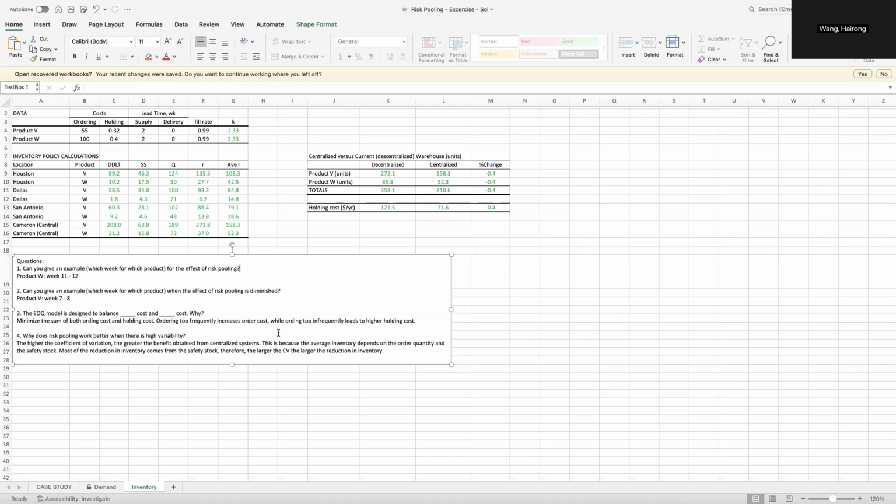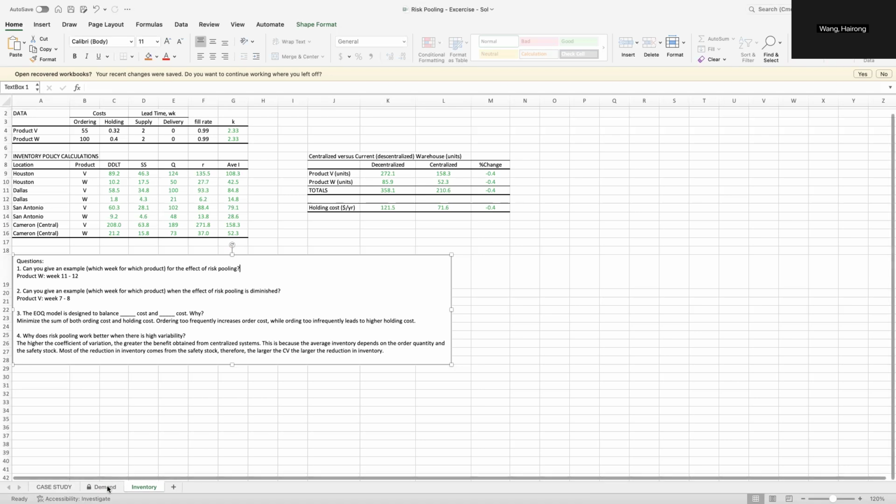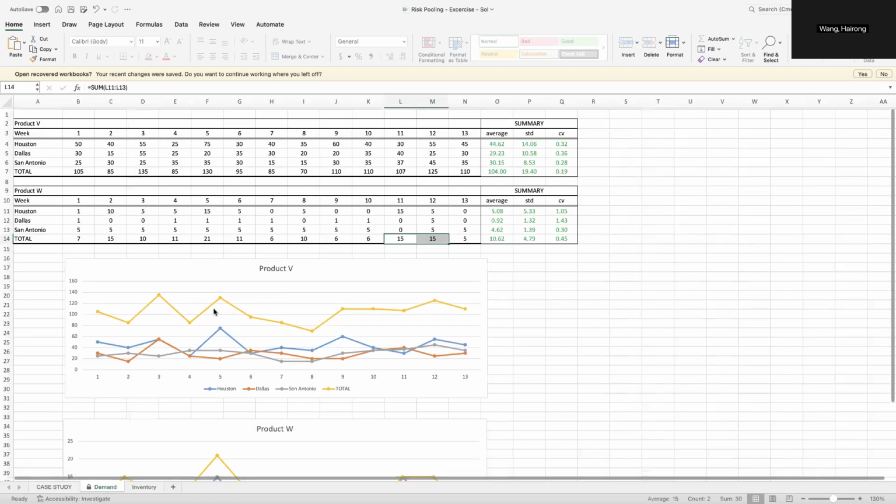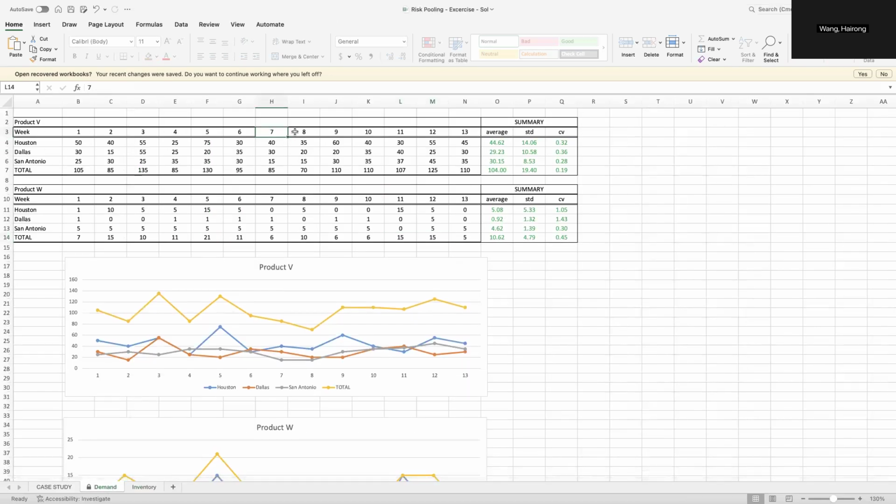All right, that's an answer for question 1. And then for question 2, on the opposite direction, can you give an example, which week for which product, when the effect of risk pooling is diminished? Which means if we have a centralized warehouse, it cannot help to control the demand variability. I also give an example here, which is product V for weeks 7 to 8.